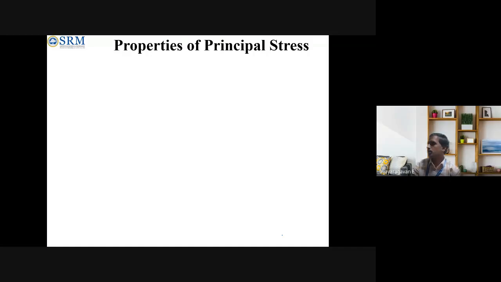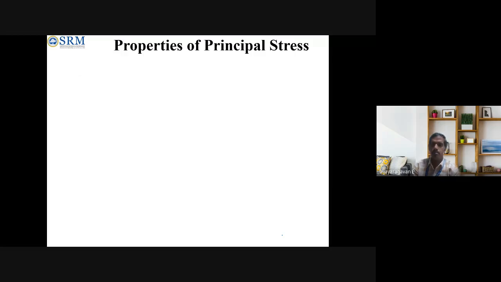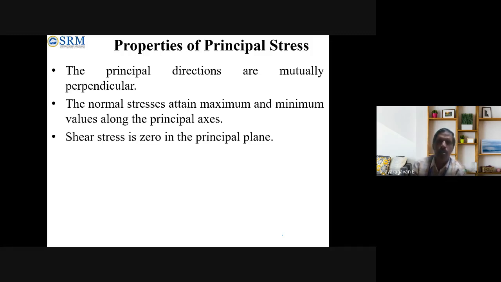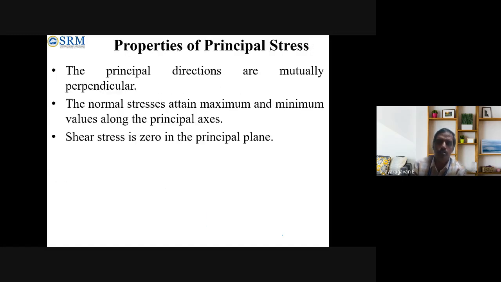Okay, so only these properties we will see and then we will wind up. The important properties of principal stresses are that the principal directions are mutually perpendicular. The normal stresses will have maximum and minimum values along the principal axis, and shear stress is going to be 0 in the principal plane. This is the important property of principal planes or principal stresses.